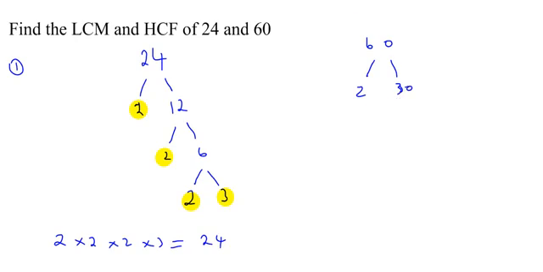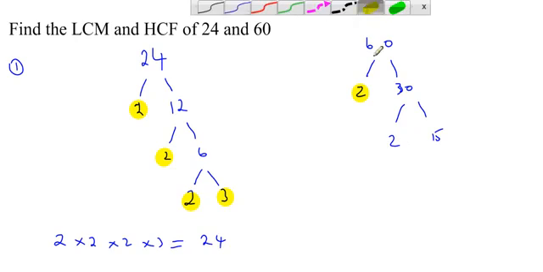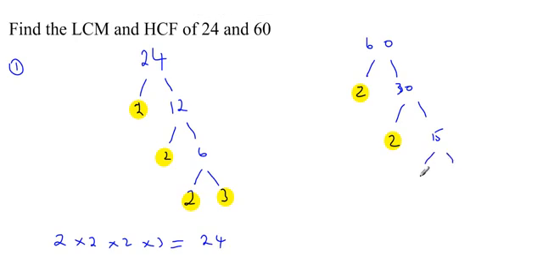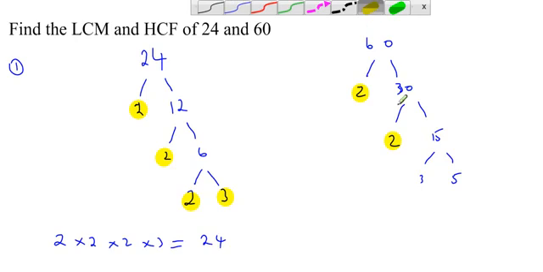And 2, I can see straight away, is prime, so I'll mark that off. 30 is not, so I can break that down some more into 2 times 15. Again, 2 is prime, and it's a good idea to keep that in your head. 2 is the only even prime number. Right, so 15, I can break that down some more into 3 times 5, and 3 and 5 are both prime, so I can stop there.